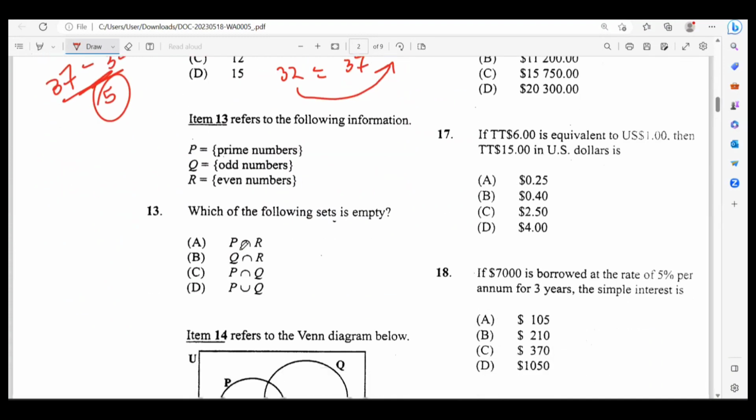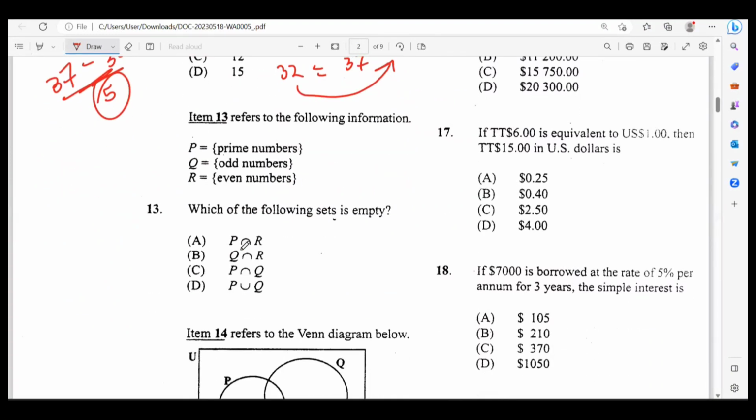All right. Item 37. So item 13, which of the following sets is empty? Empty set. Now you want to look. Prime numbers, odd numbers, even numbers. Which of the following set is empty? You want to look at what they're saying.